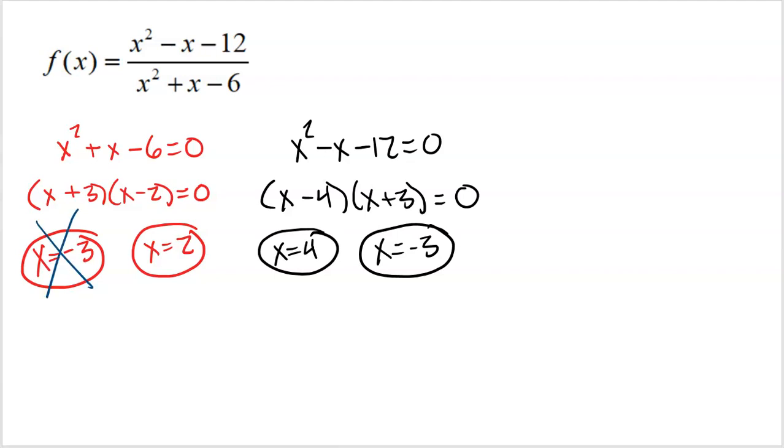Negative 3 is not a vertical asymptote, nor is it a 0, because x equals negative 3 turns both the numerator and the denominator equal to 0. That is going to be something completely different. It's not a 0. It's not a vertical asymptote. We'll talk about that in a different video. So x equals 4 is a 0 because it turns the numerator into 0. X equals 2 is the only vertical asymptote because it turns the denominator only into 0.